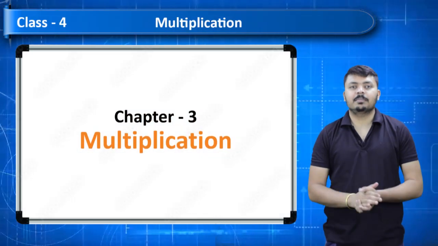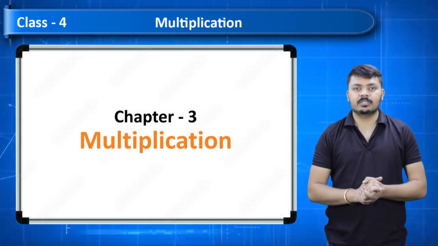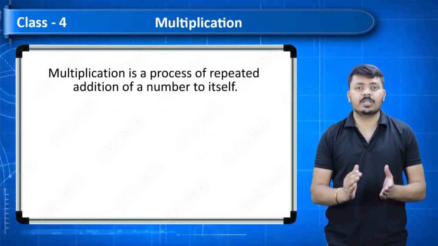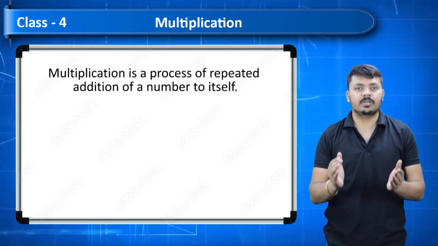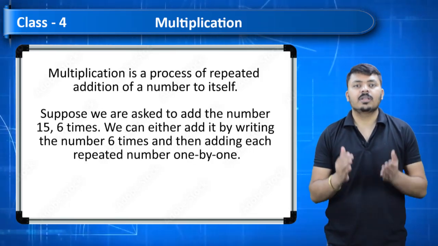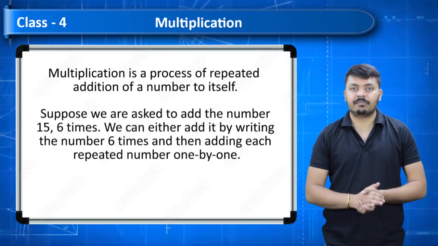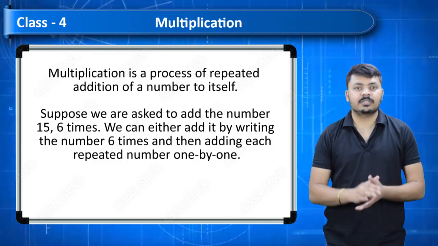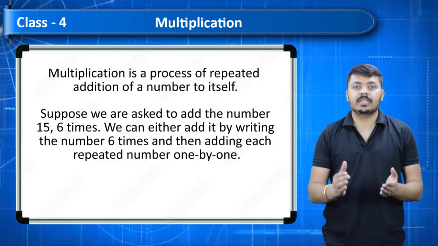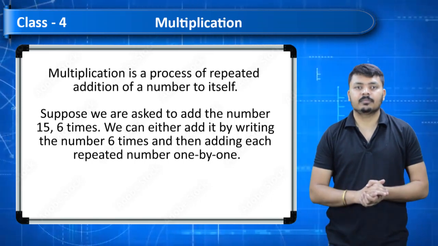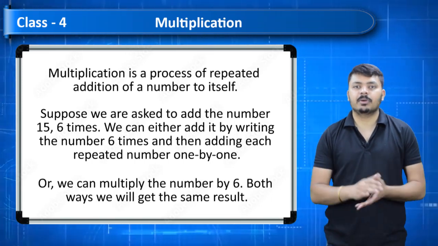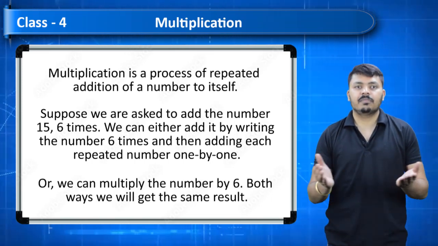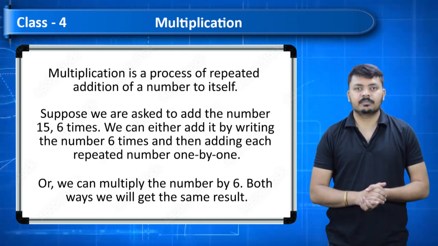So let's start chapter number 3, multiplication. Multiplication is a process of repeated addition of a number to itself. Suppose we are asked to add the number 15 6 times. We can either add it by writing the number 6 times and then adding each repeated number one by one, or we can multiply the number by 6. Both ways we will get the same result.